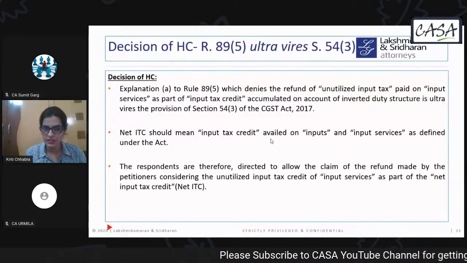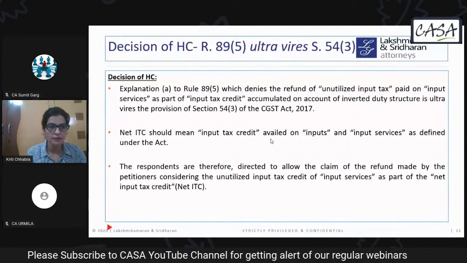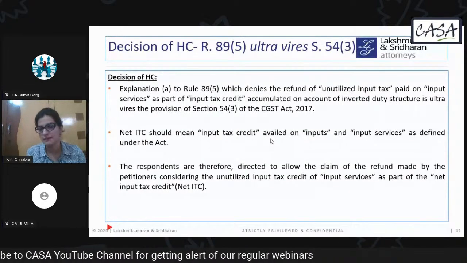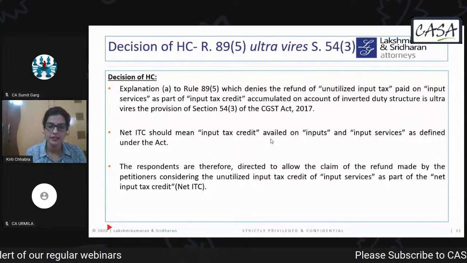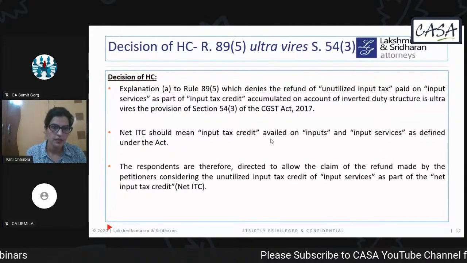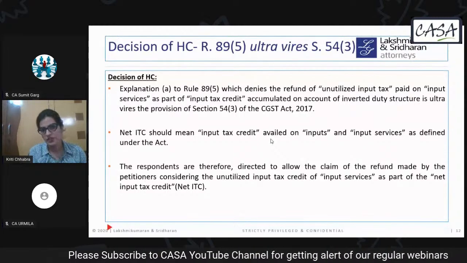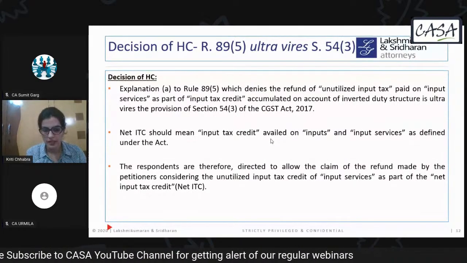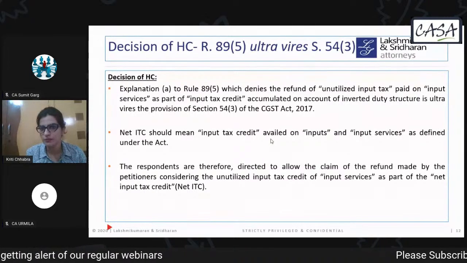Definitely, this is a welcome judgment. This is a very favorable judgment for the assessees who were facing such harassment at the end of the department, that they were denying the refund of input services. However, the section does not talk about it. So definitely, this is a welcome judgment. But there is a problem. The court did not discuss the reason for the proviso being there.